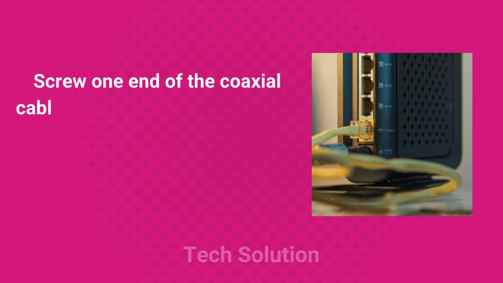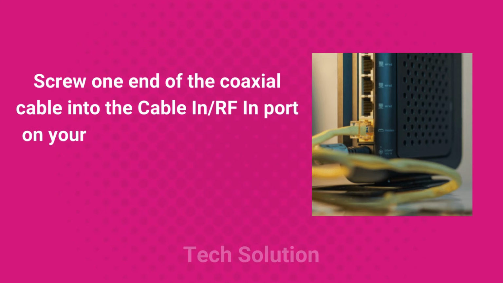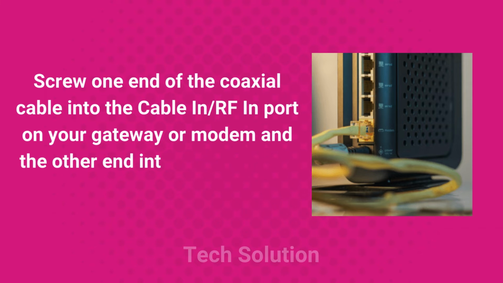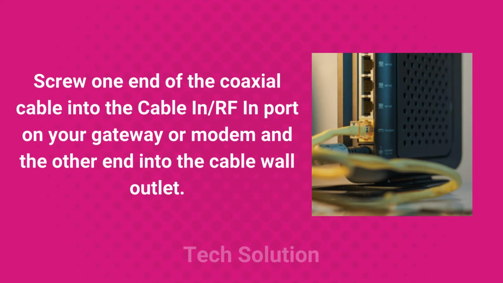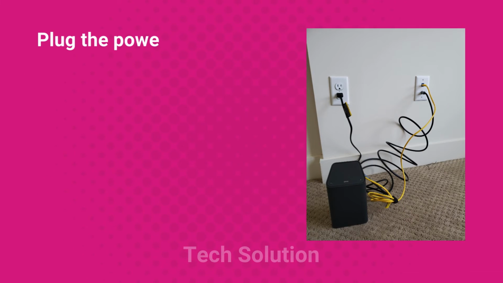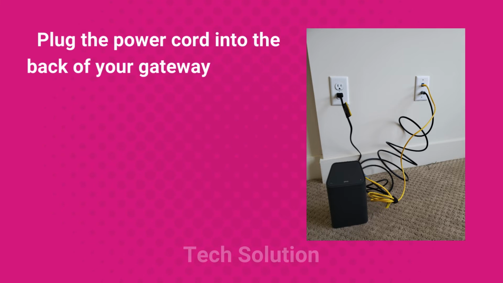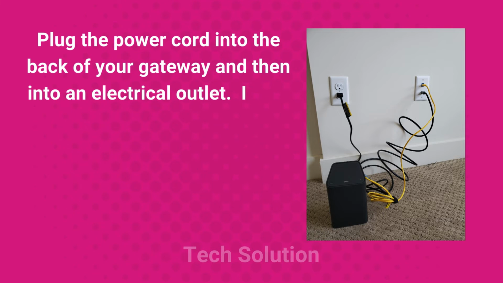Screw one end of the coaxial cable into the cable in/RF in port on your gateway or modem and the other end into the cable wall outlet. Plug the power cord into the back of your gateway and then into an electrical outlet.